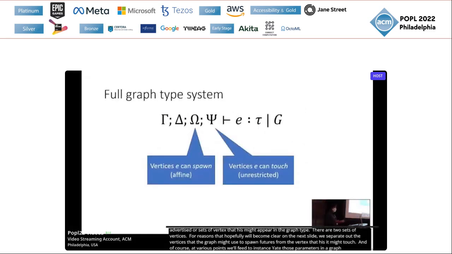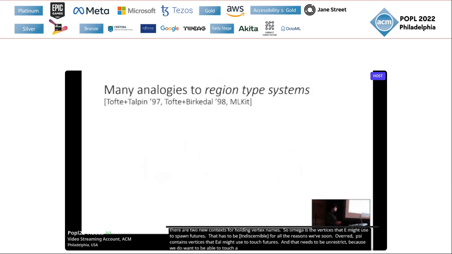The full judgment for the graph type system, including futures, is much the same as before, but there are two new contexts for holding vertex names. So omega is the vertices that E might use to spawn futures, and that has to be affine for all the reasons we've seen. On the other hand, psi contains vertices that E might just use to touch futures, and that needs to be unrestricted because we do want to be able to touch a vertex more than once. So that's all I have time to say about the theory.